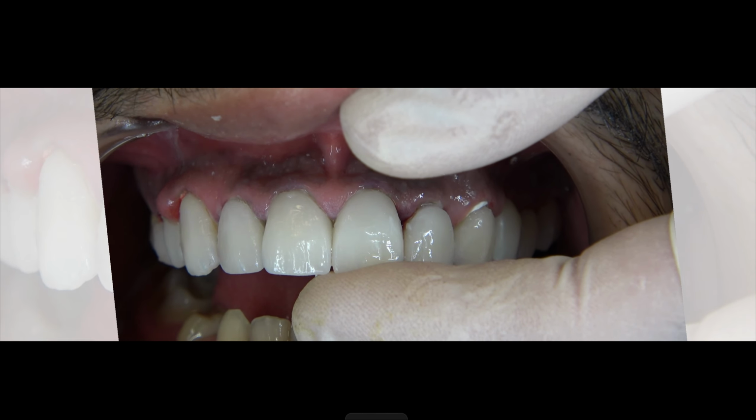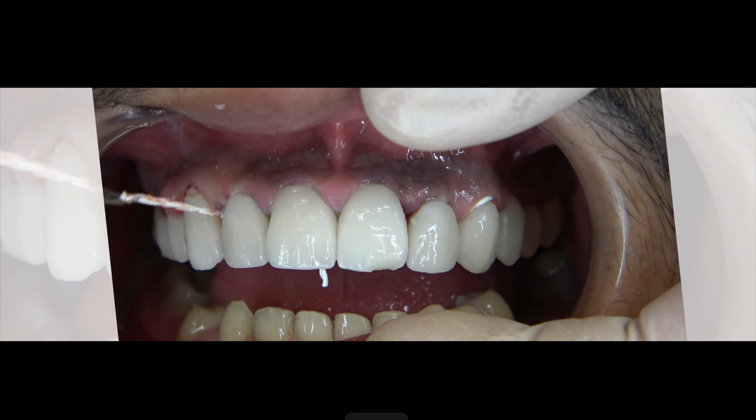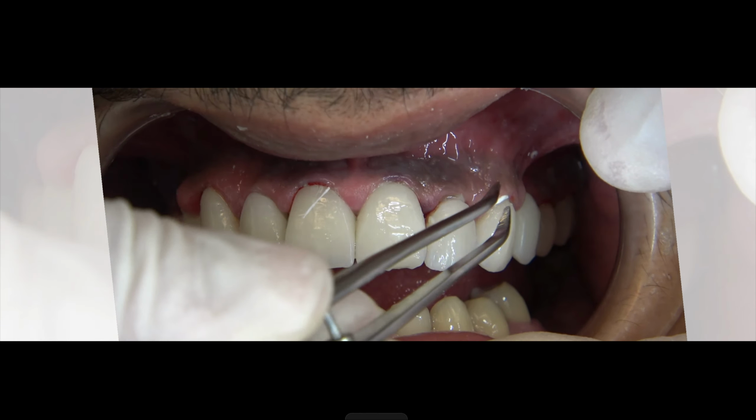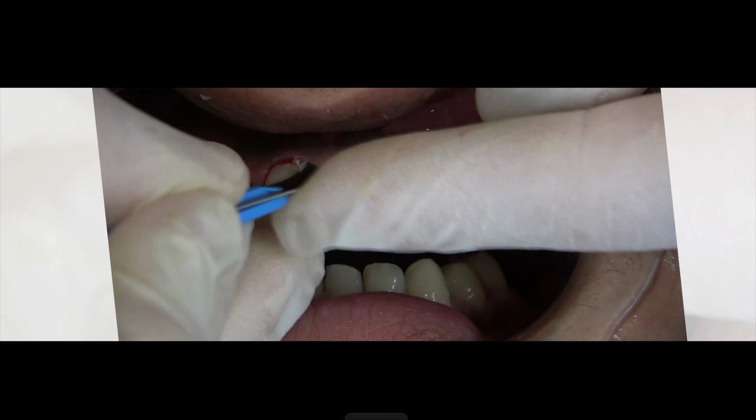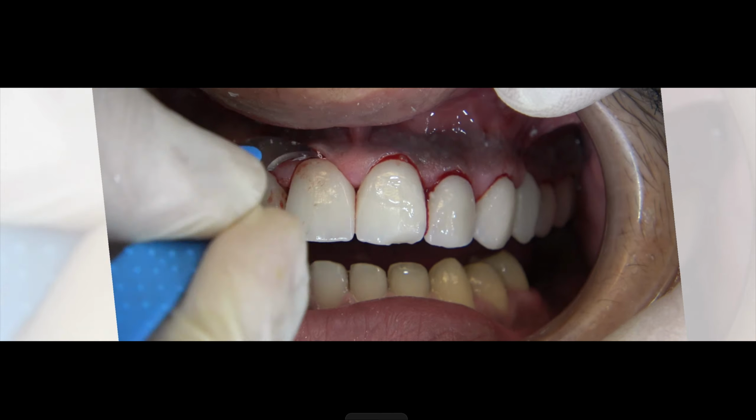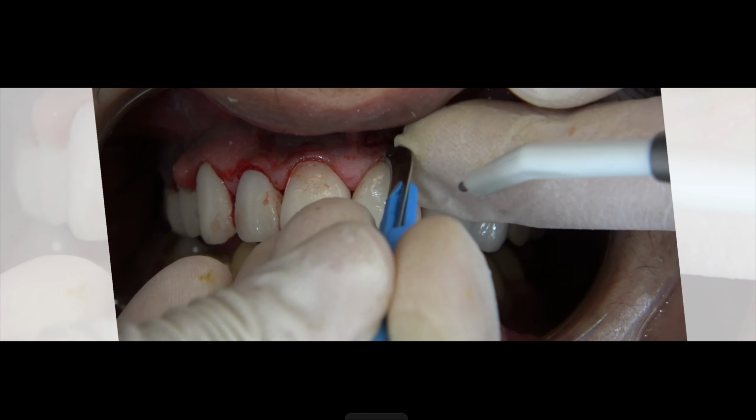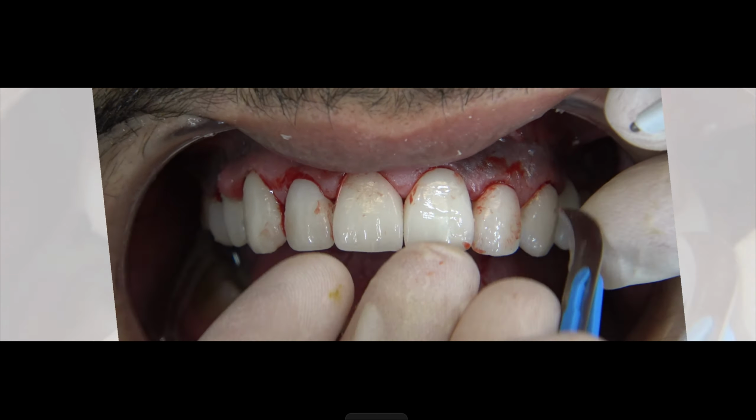And this is after the cementation. We take out the cord. Everything is bleeding, it's normal now, and with the blade we start removing all the excess and everything.